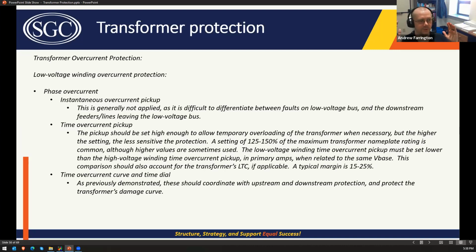Because the turns ratio of the transformer might be such that, say it's a 10-to-1 transformer, 100 amps on the low side would be only 10 amps on the high side. So you couldn't just say, well, I'll set the high side to 10 and the low side to 9. Well, that's not going to work, right? So you have to relate it to the same current base.